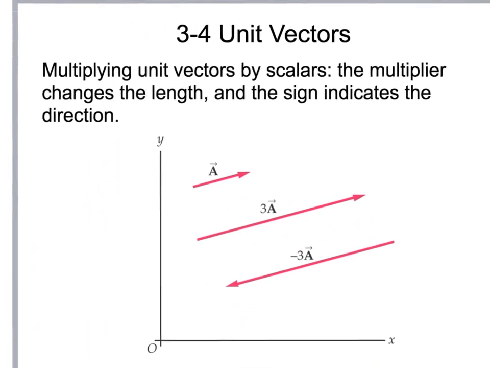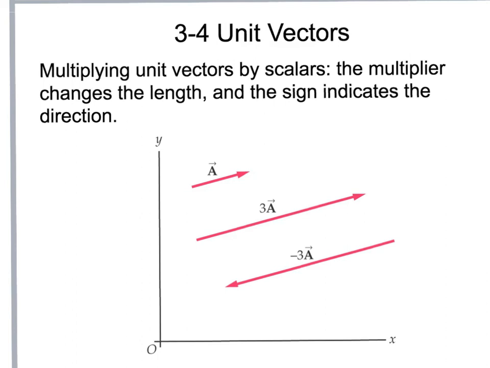So here's our proportional length again. Here's our 1, this is our unit length of 1. And then this is 3 times that length, 3 times a, and negative 3 times a. And again, the scalar can be any value.